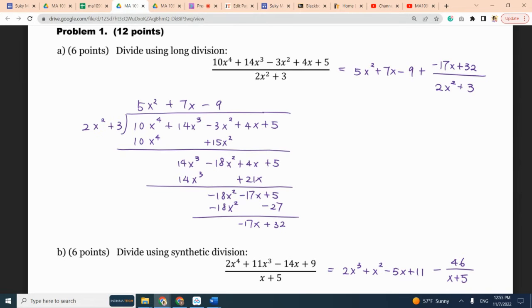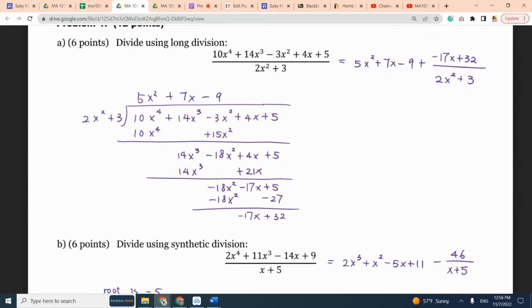So this equals the quotient, plus the remainder over the divisor. Some of you forgot the plus. It's very important to have a plus here. Otherwise, you mean the quotient times that. No, it's not times, it's plus. So that's part A, long division.